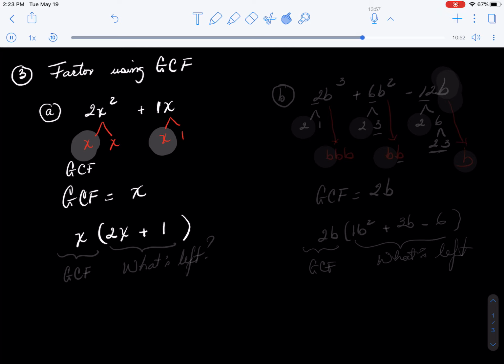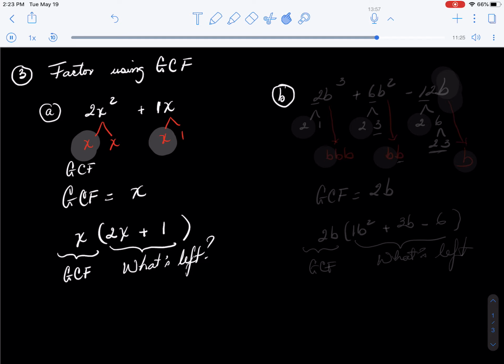So what you're going to have is, the outside is always something they have in common. The inside is what's left, meaning you divided by x on both terms. So now what is left? This is what's left. You are doing that by thinking of divisions. You are going to see that in Algebra 1. Okay, so let's look at the B section.